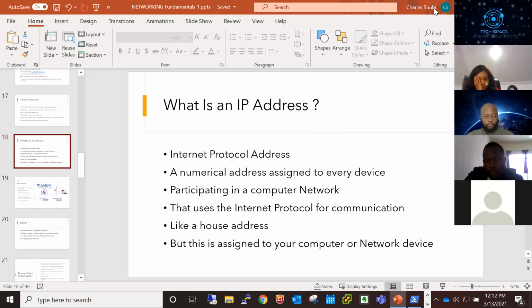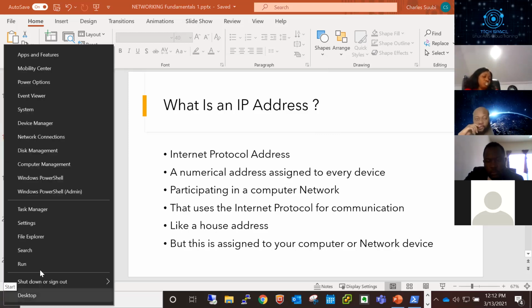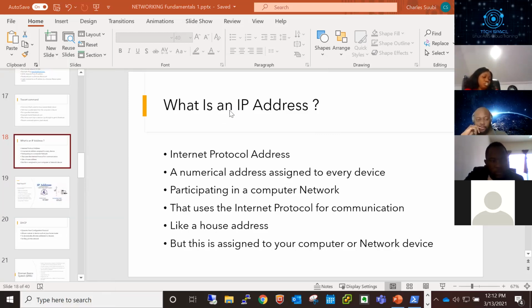So the same thing happens in computer networks. Every device has an internet protocol address, or an IP address, which is a set of numeric numbers that's assigned to that device for that device to be identified in the network that it is in. So for instance, when we fired up our command prompt here, and then we did an ipconfig /all, we got details about our network. And one of those details was the IP address.